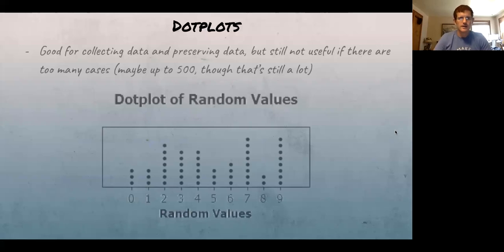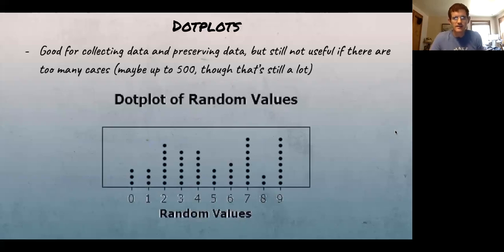All right, dot plots. These are very handy in class. We will likely use these quite a bit. And it's good for collecting data. So if I can figure out a way of having you guys do a project this class, then you might be collecting data and using dot plots. Again, its usefulness is limited if there's too many cases, because it's a lot of dots. At that point, the next one works a little better, a histogram.